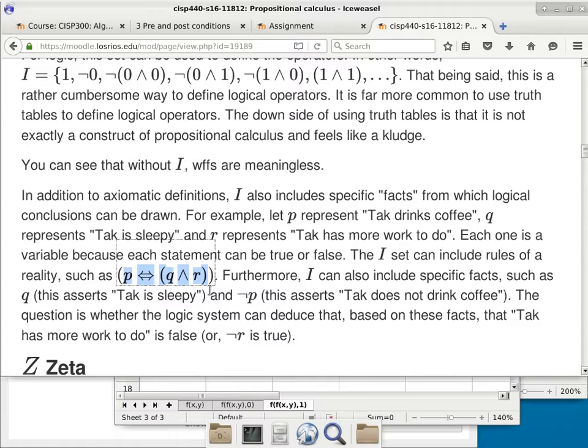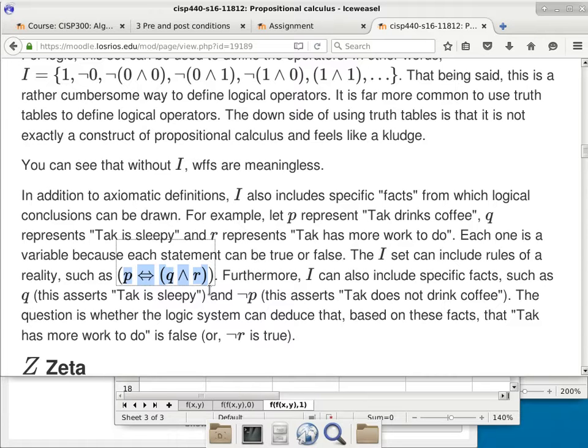Is that okay? I'm just having a little trouble wrapping my head around. Let P represent Tack drinks coffee. Yes. It doesn't matter if you drink coffee, it can be anything. Well, that if Q is true, then P is true. Right. If Q is false, then P is false. We're not saying that anything up there particularly is true. Aha. We're just saying that statement is true. Yep, exactly.